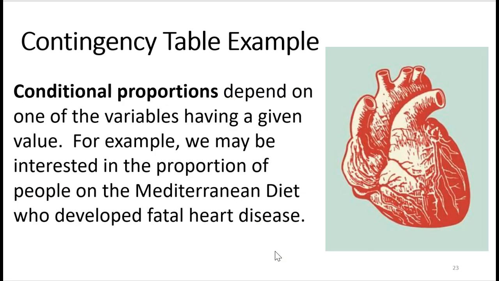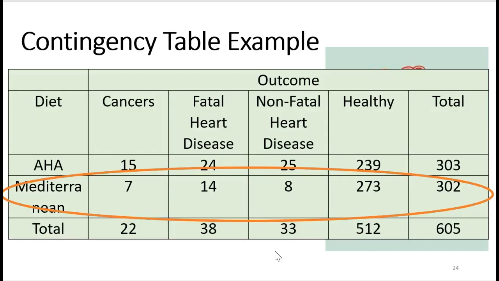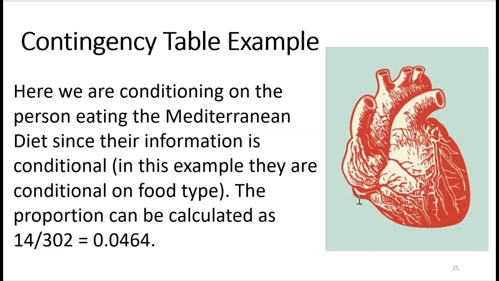Conditional proportions depend on one of the variables having a given value. For example, we may be interested in the proportion of people on the Mediterranean diet who develop fatal heart disease. Here we are conditioning on the person eating the Mediterranean diet since their information is conditional. Looking at the table, what we're saying is that we're restricting ourselves to this row of the data set. So we're only looking at those people that ate that diet type. So we're conditioning on the person eating the Mediterranean diet. Since their information is conditional, the proportion can be calculated as 14 divided by 302.